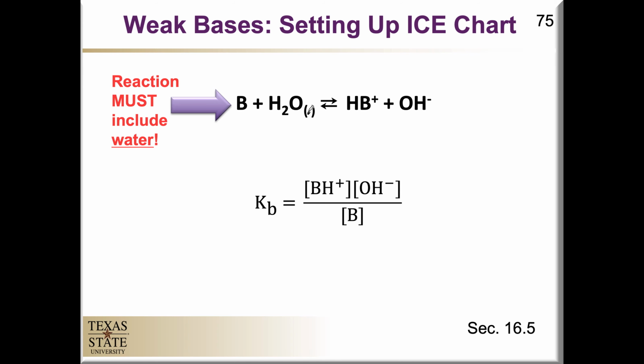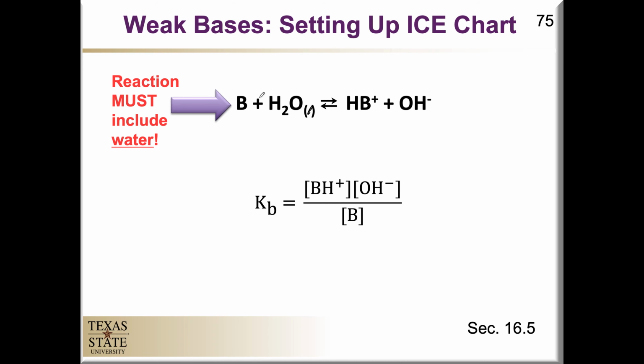So water as a liquid has to be one of our reactants. On the product side, what we're going to have is the conjugate acid of the base, meaning the base once it has gained or accepted a proton, and we're going to have what's left of the water after it donates the proton, which is a hydroxide ion.